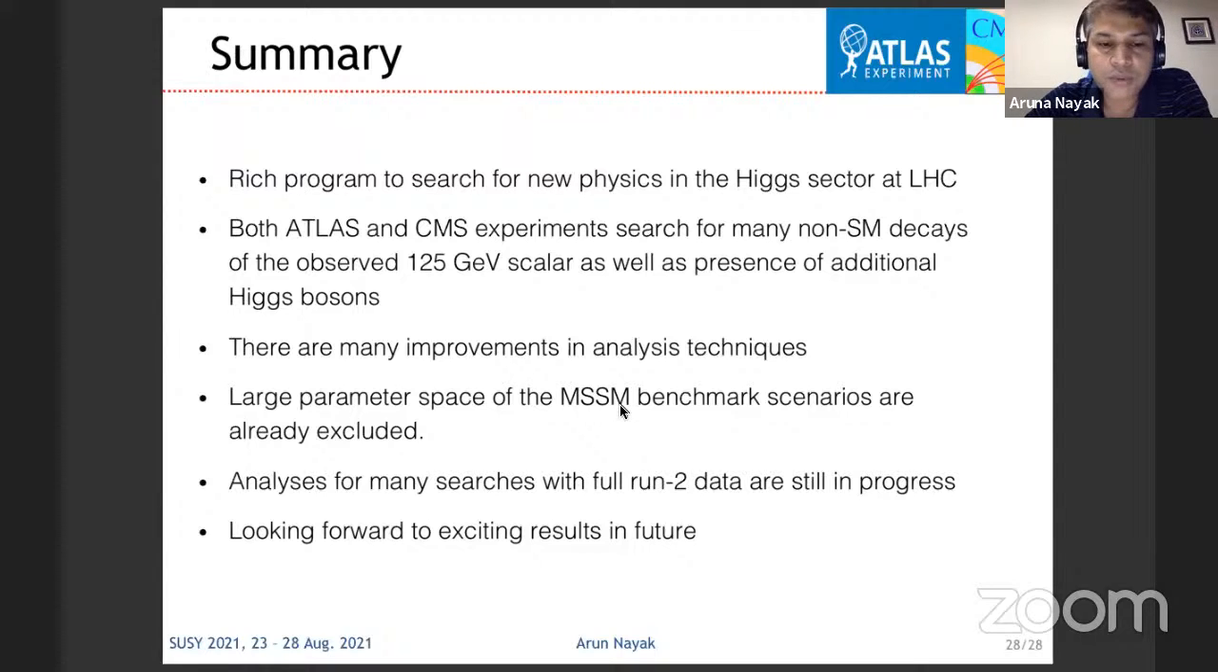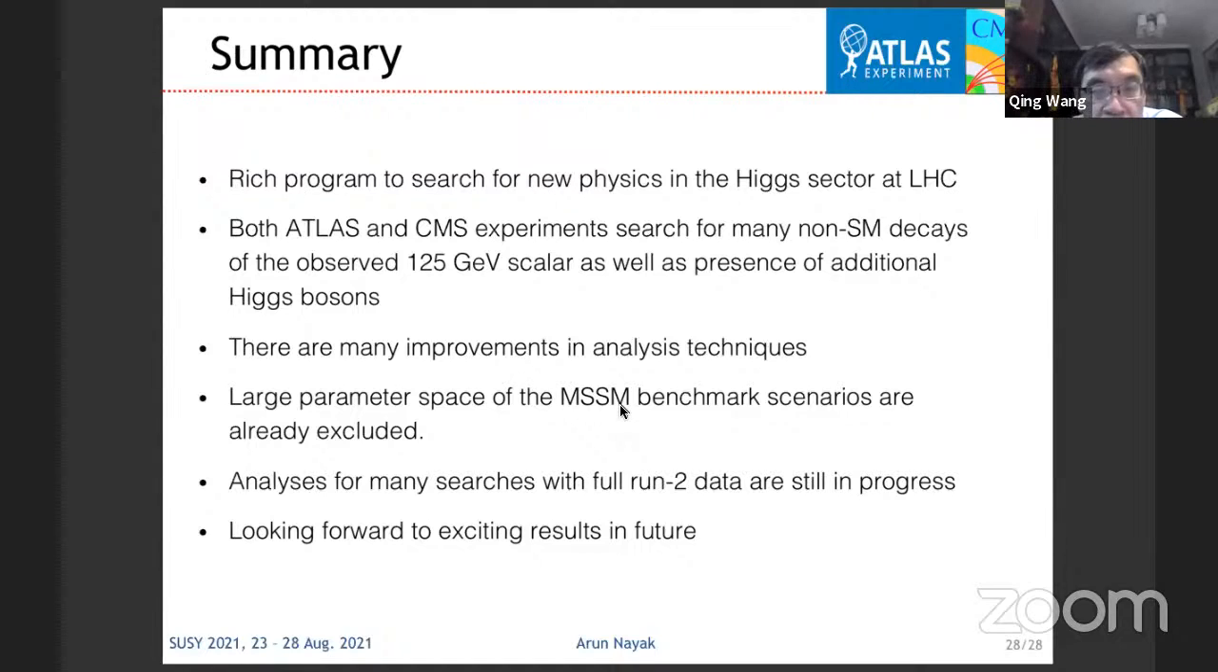And a large parameter space of the MSSM benchmark scenarios is already explored, and there are many analyses still ongoing with full Run 2 data. So we are looking forward to exciting results in the future. Thank you very much. Okay, thank you. Any questions and comments?